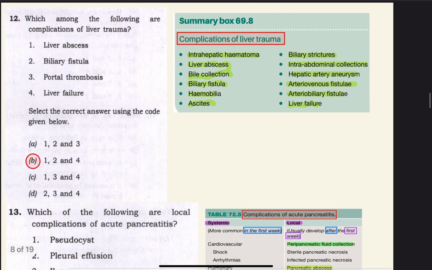Next one is question number 12. Which of the following are complications of liver trauma? This question is taken from this table of Bailey, complications of liver trauma. Liver abscess, yes. Biliary fistula, yes. Then liver failure, yes. Portal thrombosis is not a complication of liver trauma. So option B is the correct one.